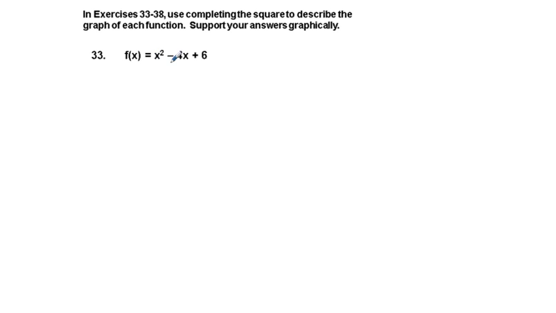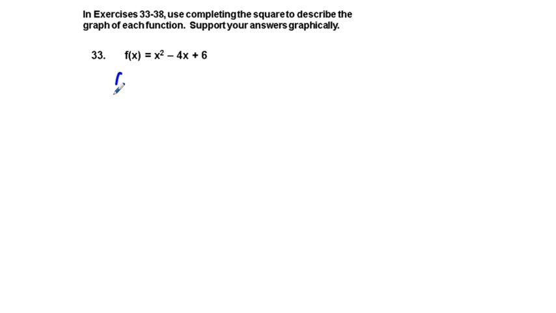After describing using completing the square, we're going to support our answers graphically by graphing in a calculator, seeing what it looks like. So we have f of x equals x squared minus 4x plus 6. What we're doing is trying to create a perfect square, and the main determinant of that is going to be this linear or x term.